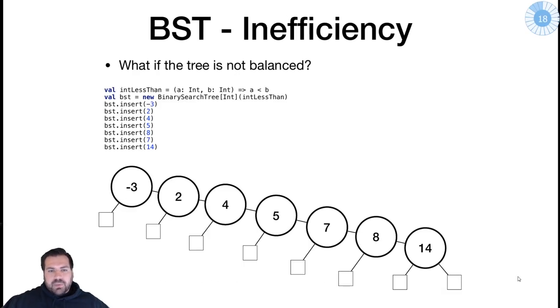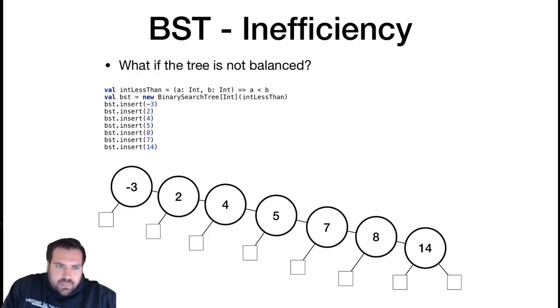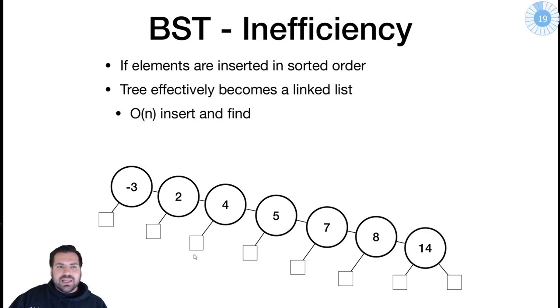So there's one huge problem here, though. All of this depends on having a balanced tree. Well, what if our tree isn't balanced? Using our insert method that we saw, if I insert values in sorted order, I'm actually going to end up with a tree looking like this. This is effectively a linked list at this point. I'm going to have O of n insert, O of n find, using the implementation of a BST that I just showed you.